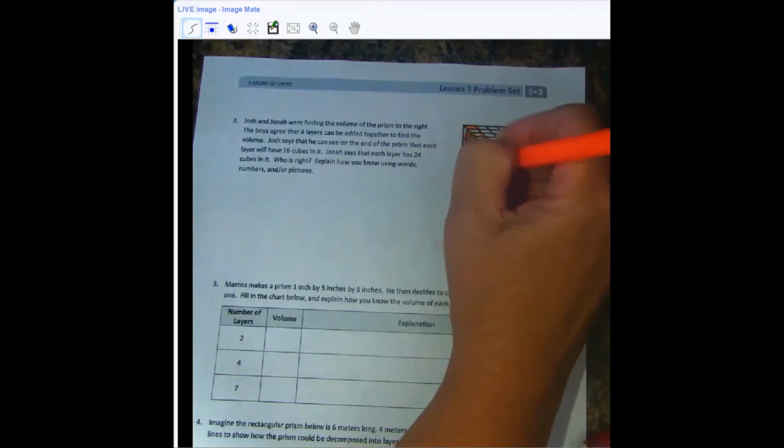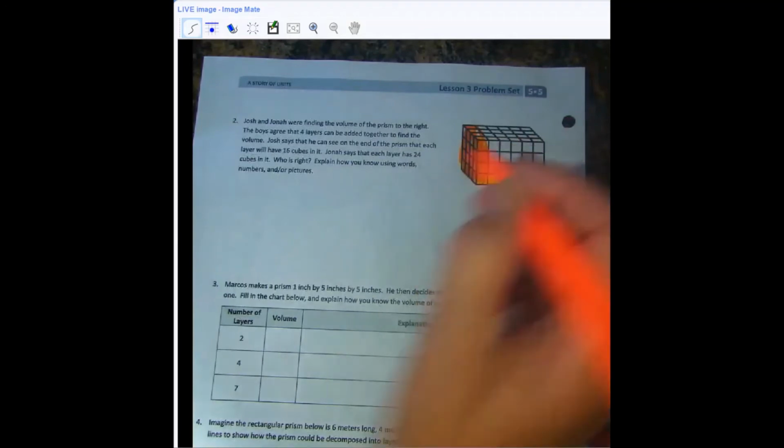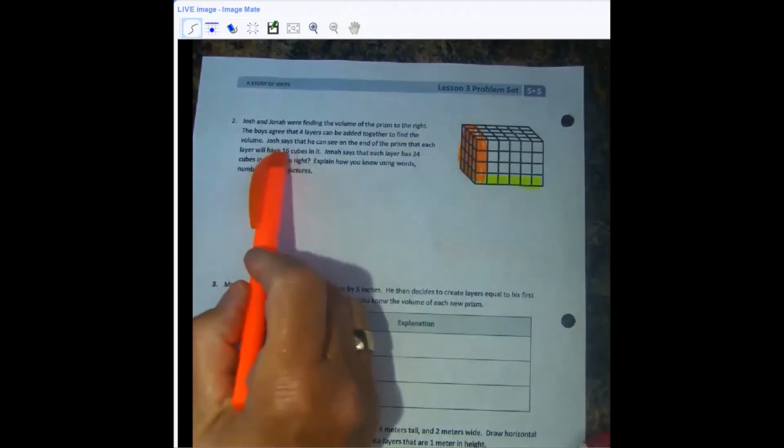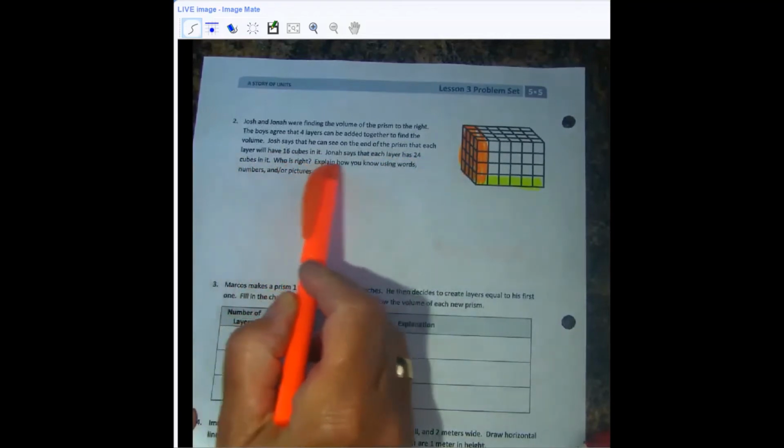That is a 4 by 4 layer. So that's where he got his 16 cubes. Okay. Jonah says that each layer has 24 cubes in it. Who is right? Explain how you know using words, numbers, and or pictures.